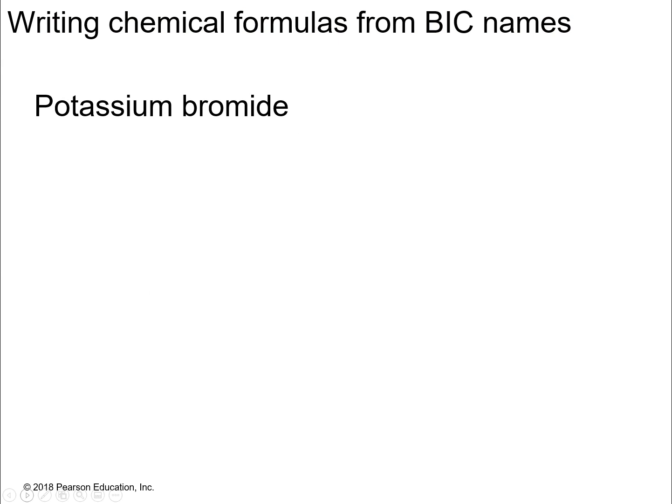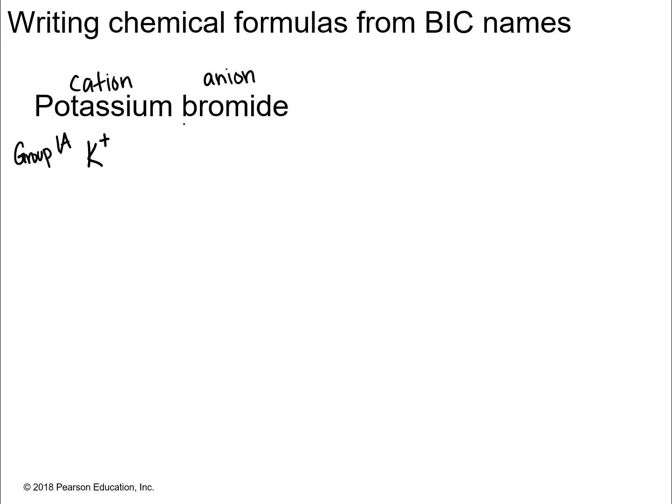Here we have potassium bromide. Potassium is your cation. Bromide, that's your anion. You look up potassium on the periodic table. Its symbol is K, and it is a group 1A element, which means that we can figure out its charge just by looking at the group number. Its charge is +1.